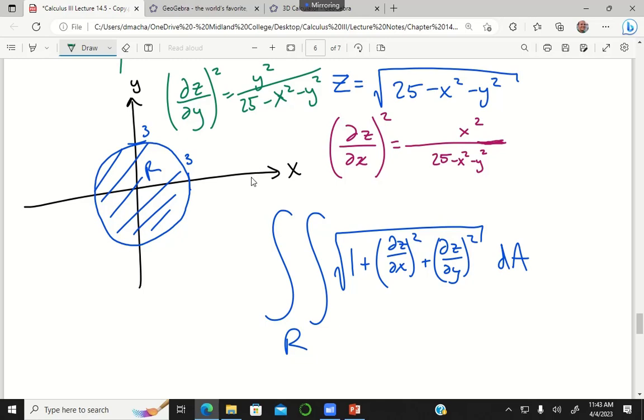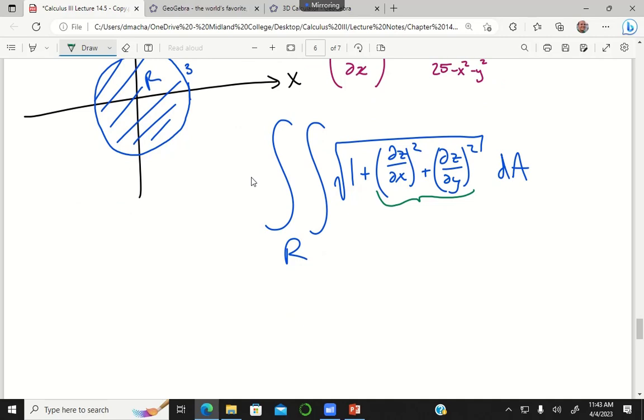Now, in my formula, I have to add those together. Adding them together is going to be really easy because they have the same denominator, so I don't have to find a common denominator. I just have to add the numerators, which is x squared plus y squared. And I'm getting the feeling that this would be nice to change into polar coordinates because the sphere is radially symmetric about the z-axis and the cylinder, or my region R, is radially symmetric about the z-axis. And so let's change this to polar coordinates.